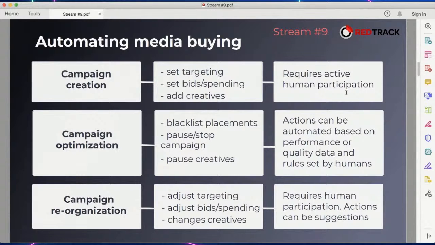Then delivery can be optimized, but the campaign design is what we do. Especially when it comes to affiliate marketing, affiliate media buying, with so many things going on, it's the exact skill of a great affiliate to design such a campaign. The same would be said about campaign reorganization, because basically you have something, and you either kill it and start from scratch, or you make significant changes. It also should be done by humans.